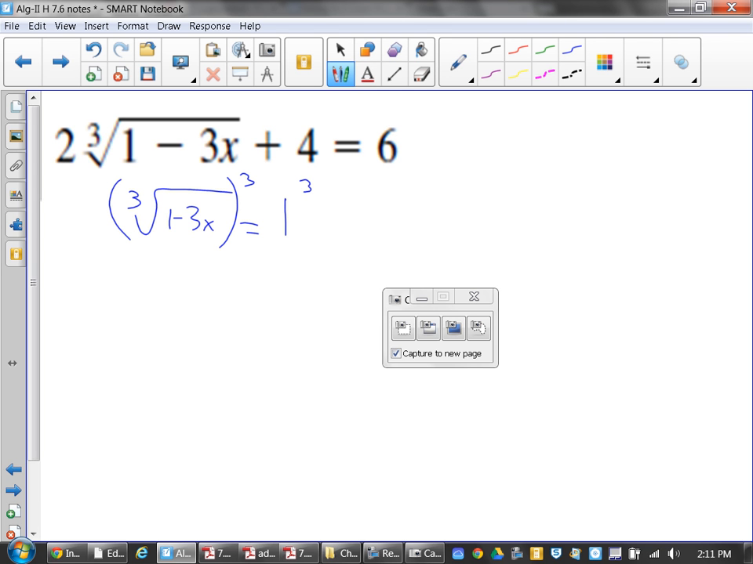What's 1 cubed? Okay. So you have 1 minus 3x is 1. So you get 0 is 3x. What's x? 0. Okay. Check it. What's 3 times 0? 0. What's 1 minus 0? 1. What's the cube root of 1? 1. What's 1 times 2? 2. What's 2 plus 4? 6 equals 6.